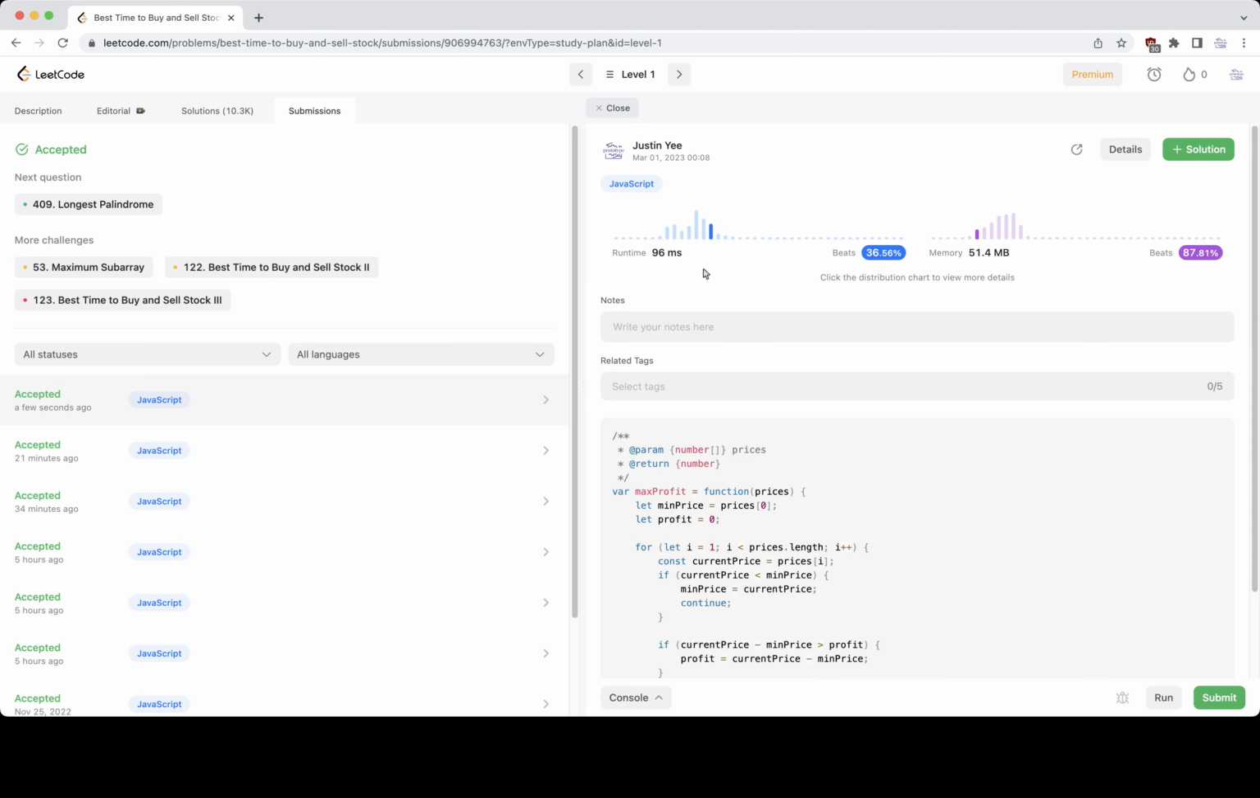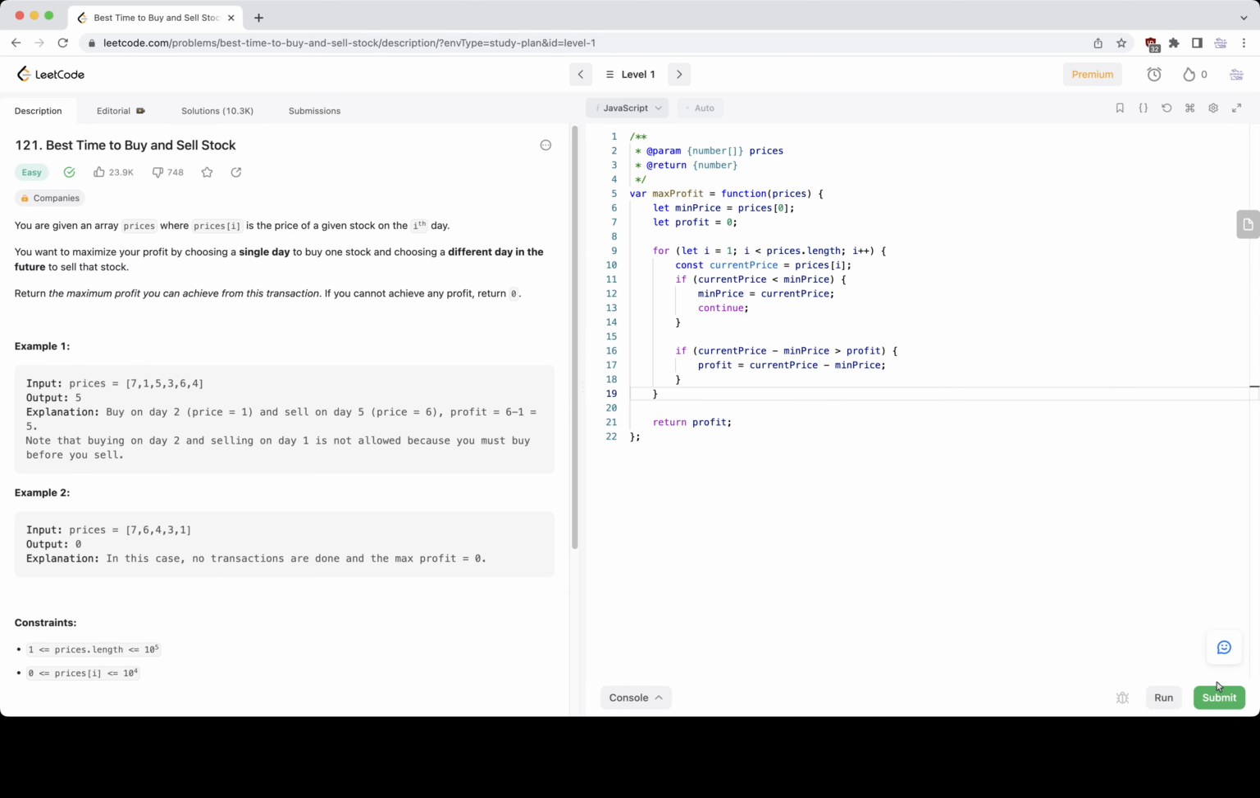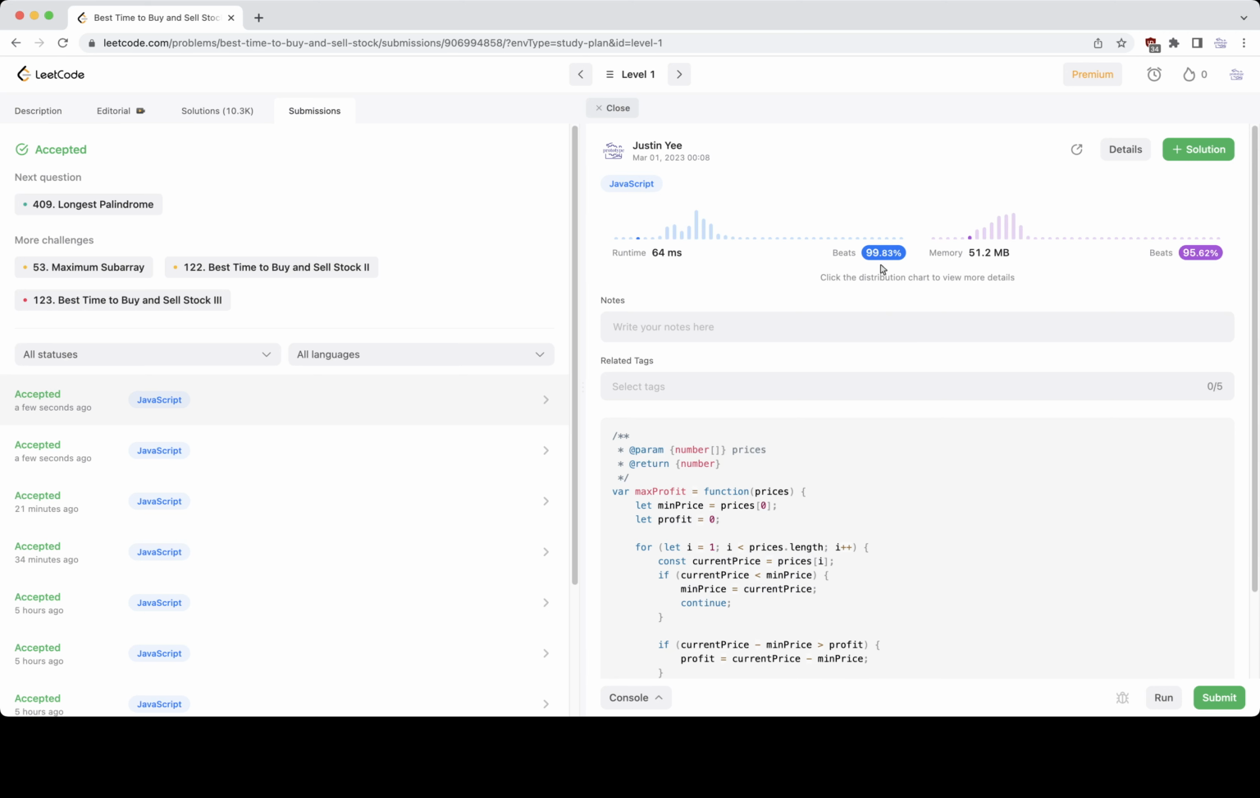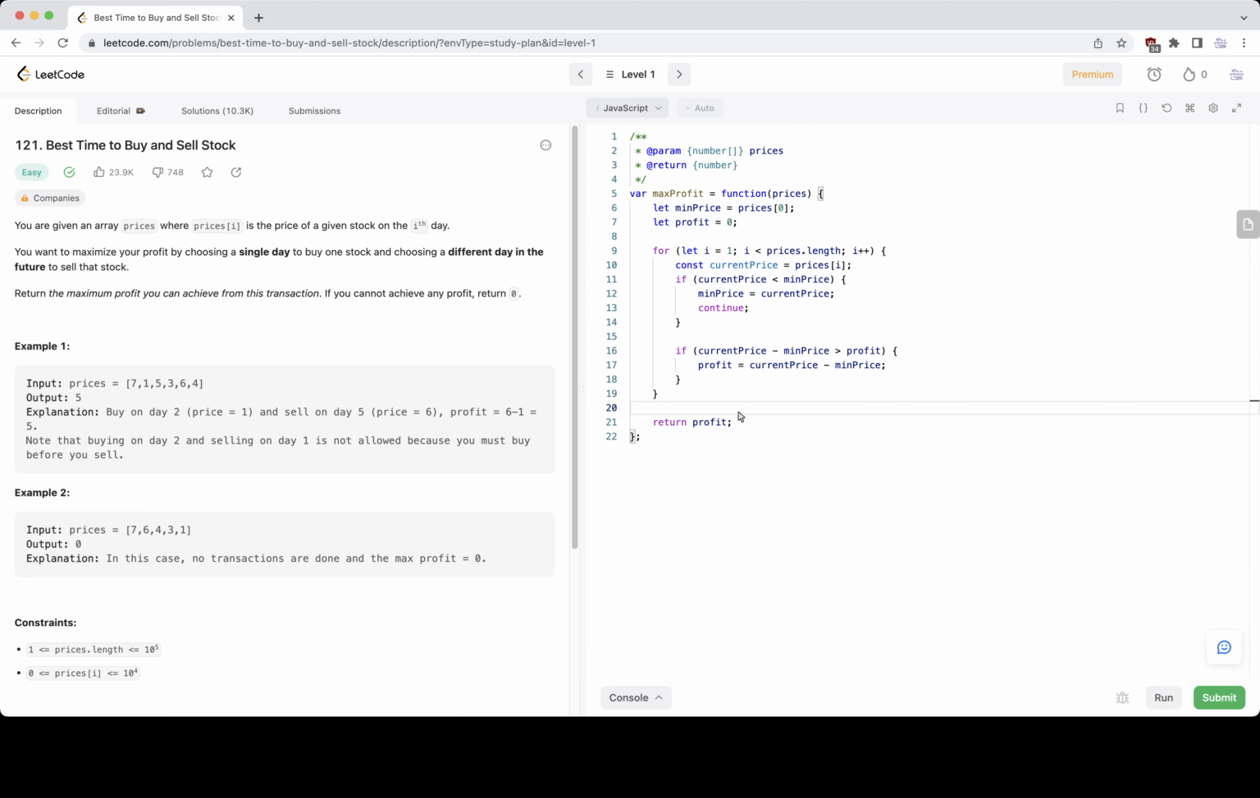There we go. Of course, because it's LeetCode, now it says we're only going to be 36%. Why don't we just give it another shot at submitting it again? And it beats 99.83%. Good old LeetCode. Okay. So this is the solution to LeetCode 121, best time to buy and sell stock.